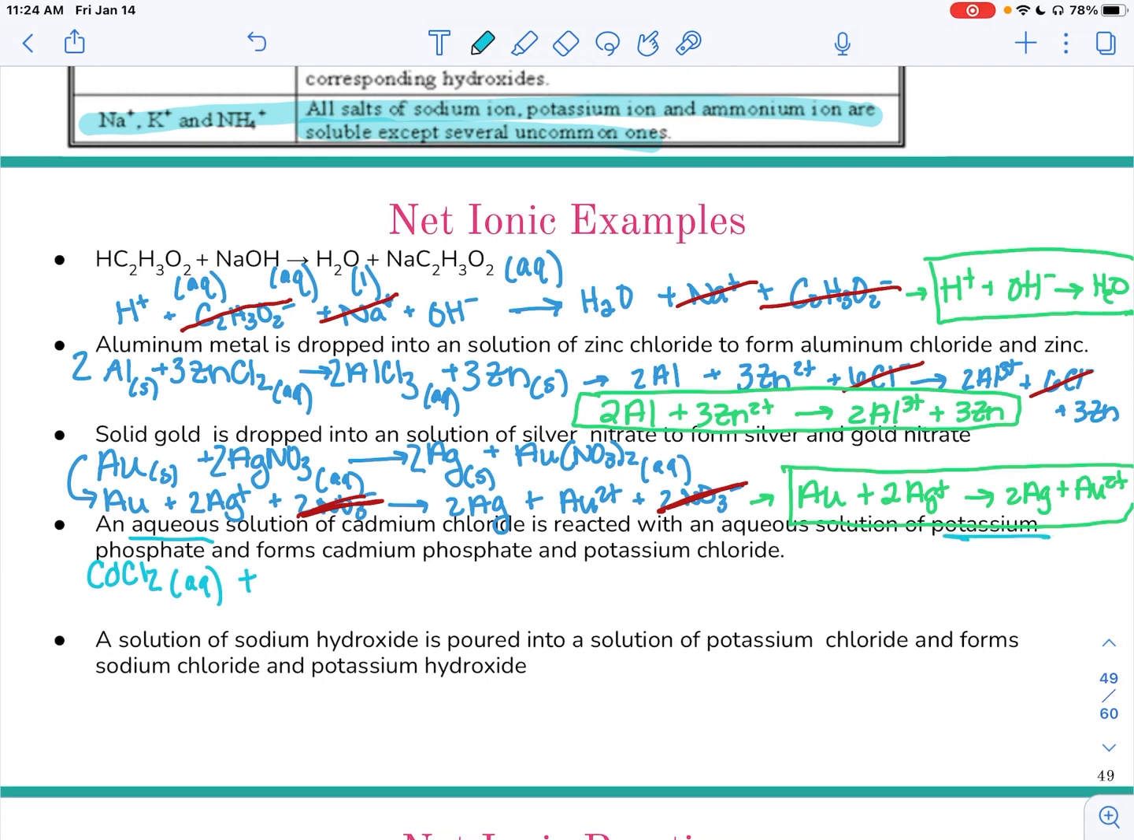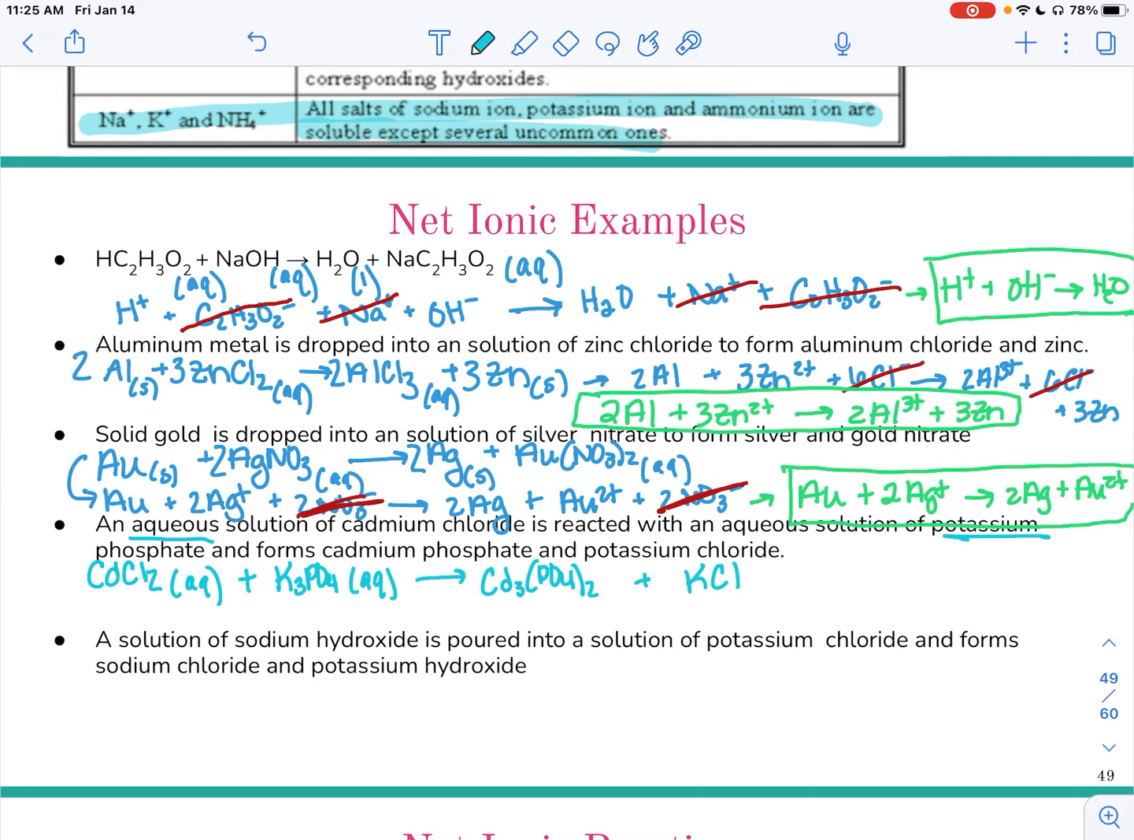Aqueous solution of potassium phosphate. So that's going to be K3PO4. And again, they tell us it's aqueous. Nice. And forms cadmium phosphate plus potassium chloride. So I need to figure out if cadmium phosphate is soluble or not, and potassium chloride.